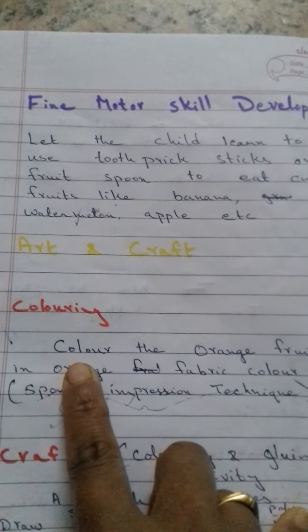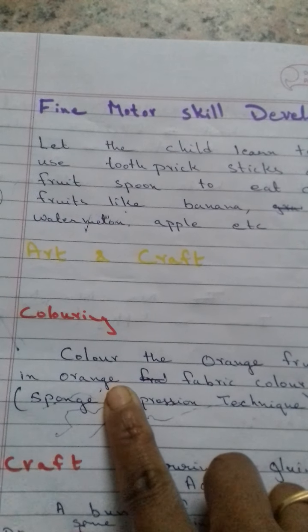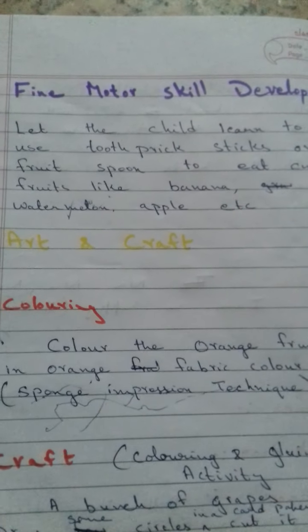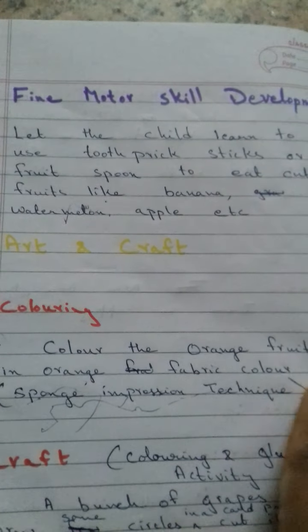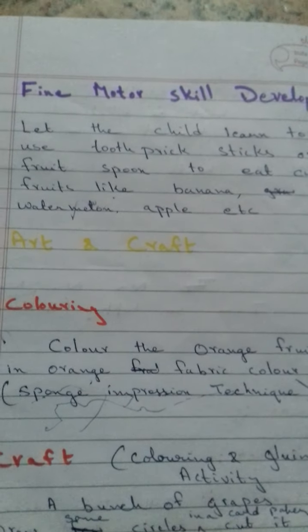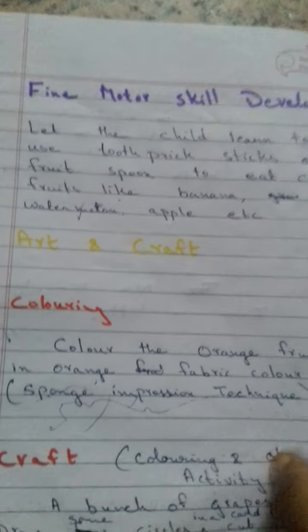In art and craft, coloring activity, you can draw orange fruit and you can ask him to do sponge dabbing. That is, you can use watercolors or fabric colors, dip the sponge in the paint and you can keep the impression on the fruit.